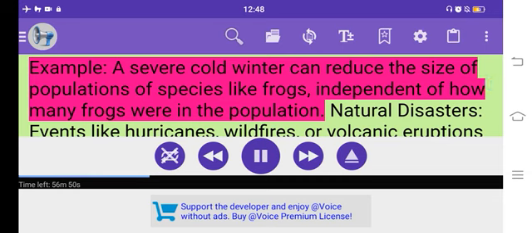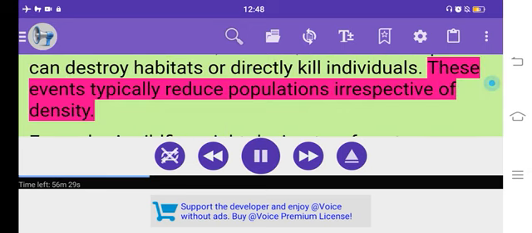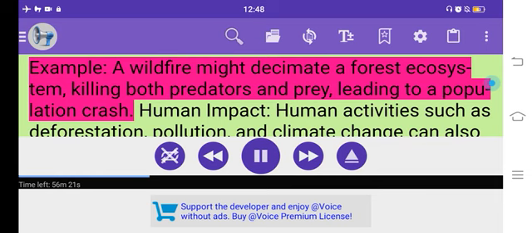Example, a severe cold winter can reduce the size of populations of species like frogs, independent of how many frogs were in the population. Natural disasters. Events like hurricanes, wildfires, or volcanic eruptions can destroy habitats or directly kill individuals. These events typically reduce populations irrespective of density. Example, a wildfire might decimate a forest ecosystem, killing both predators and prey, leading to a population crash.